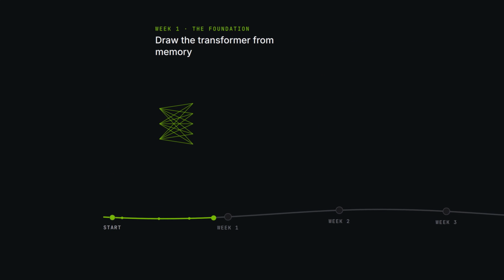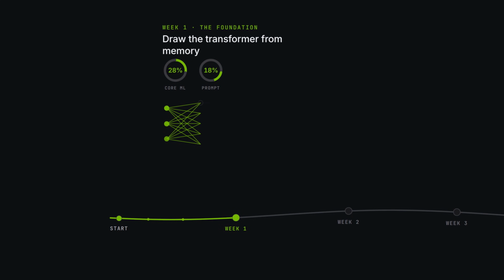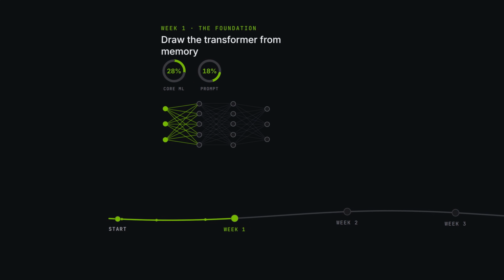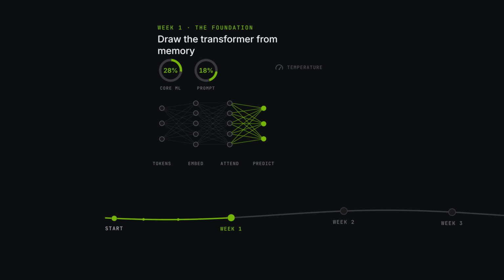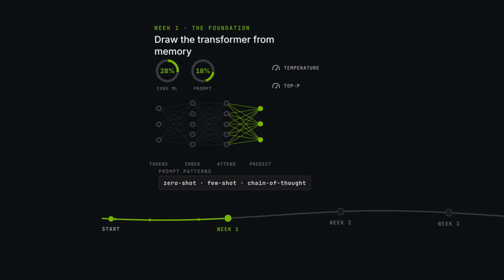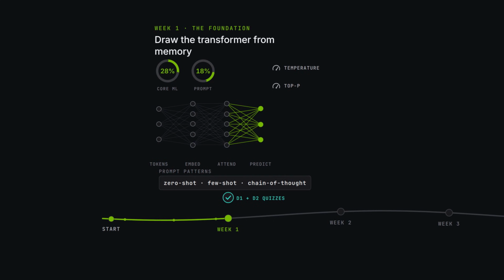Week 1 is the foundation. Core ML and AI fundamentals at 28%, paired with prompt engineering at 18%. Spend the first 3 days walking the transformer pipeline until you can draw it from memory. Tokenization into embeddings, self-attention, softmax, and next token prediction, plus context windows and the temperature and top P sampling knobs. Then give the back half of the week to prompting patterns, zero shot and few shot and chain of thought, and finish with the Domain 1 and Domain 2 quizzes.